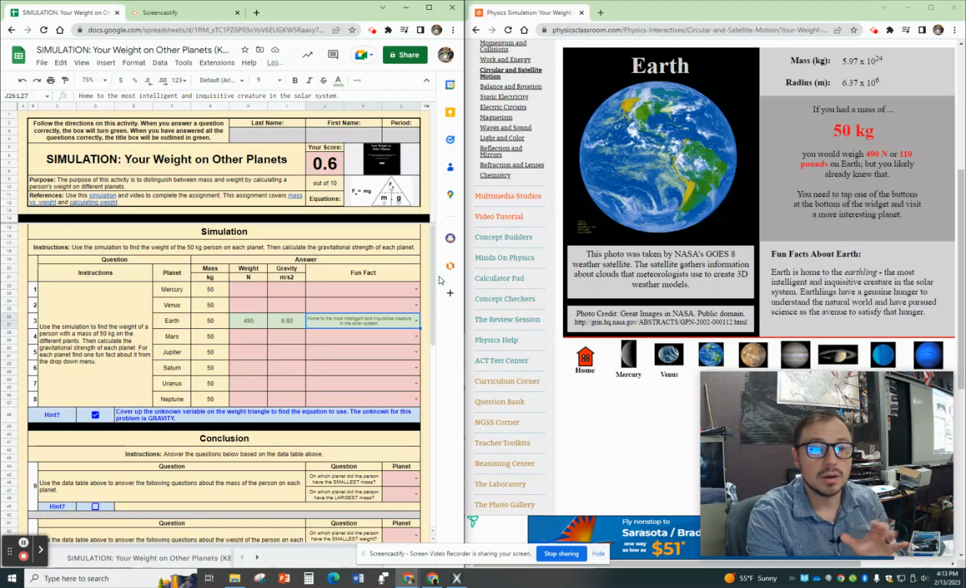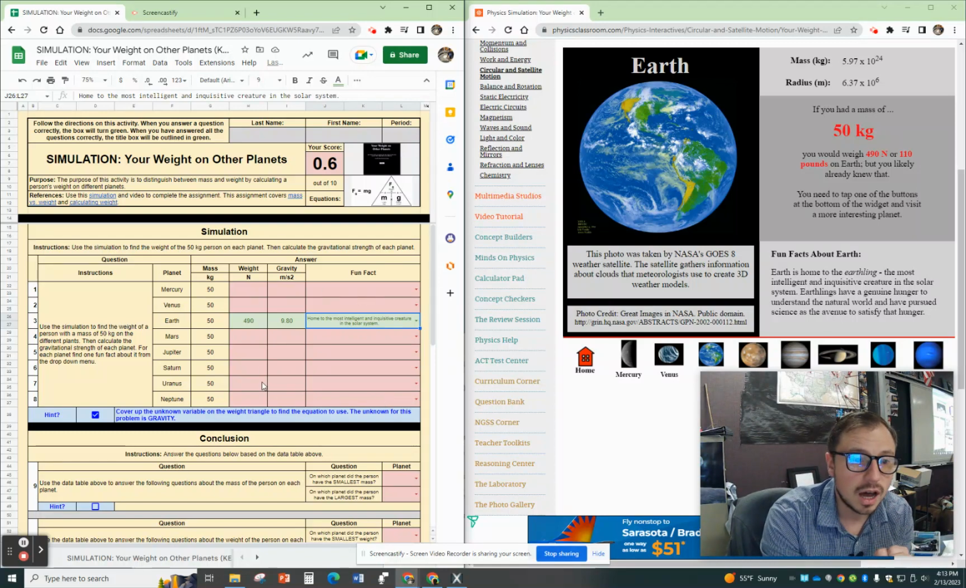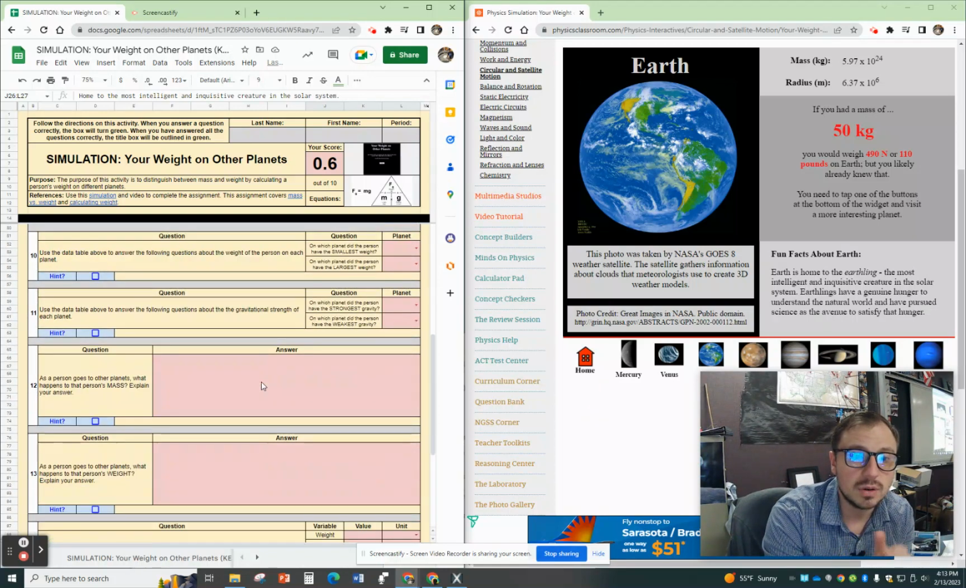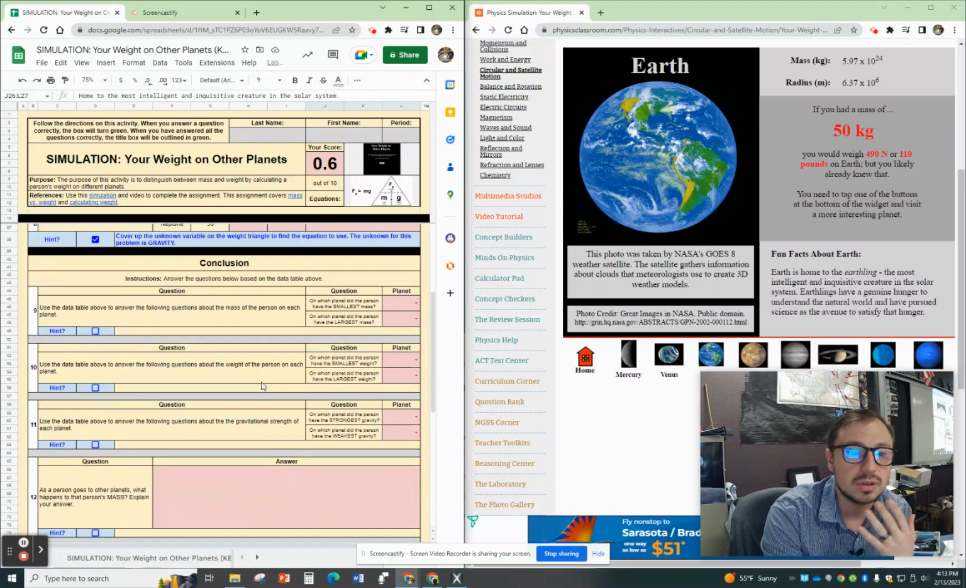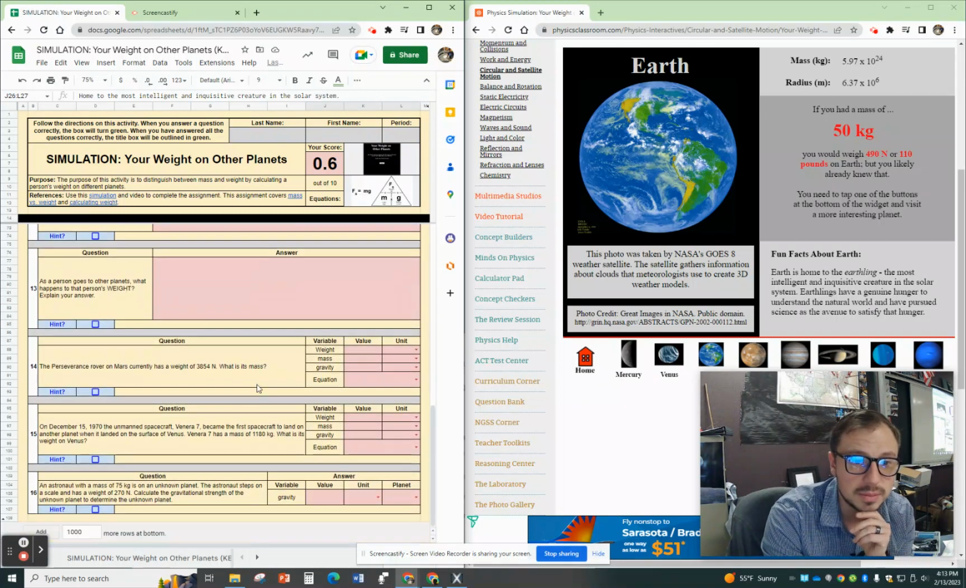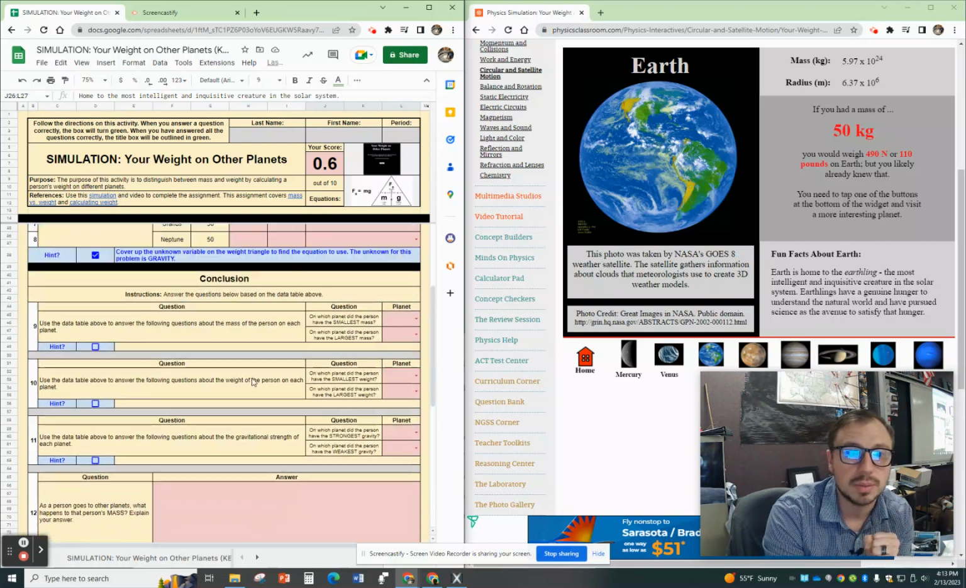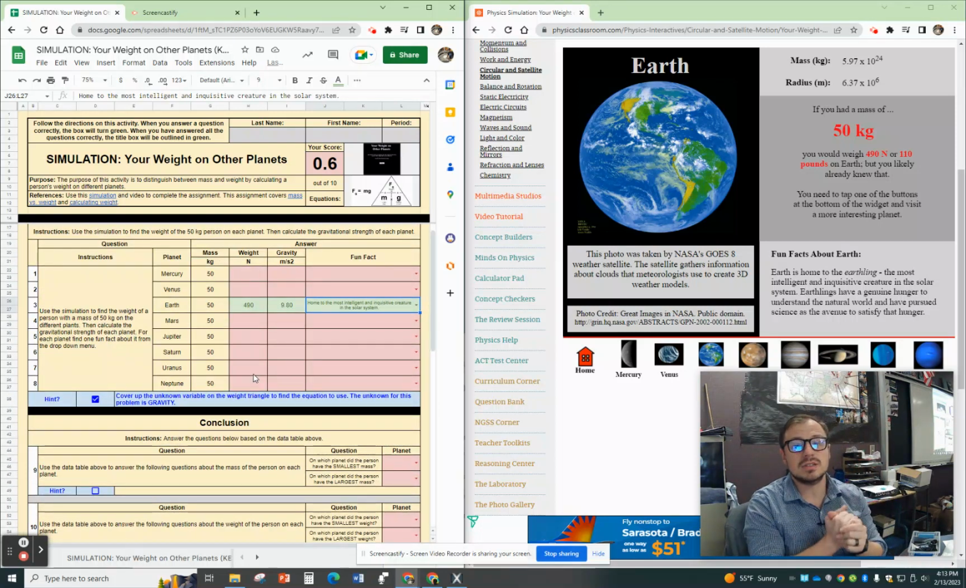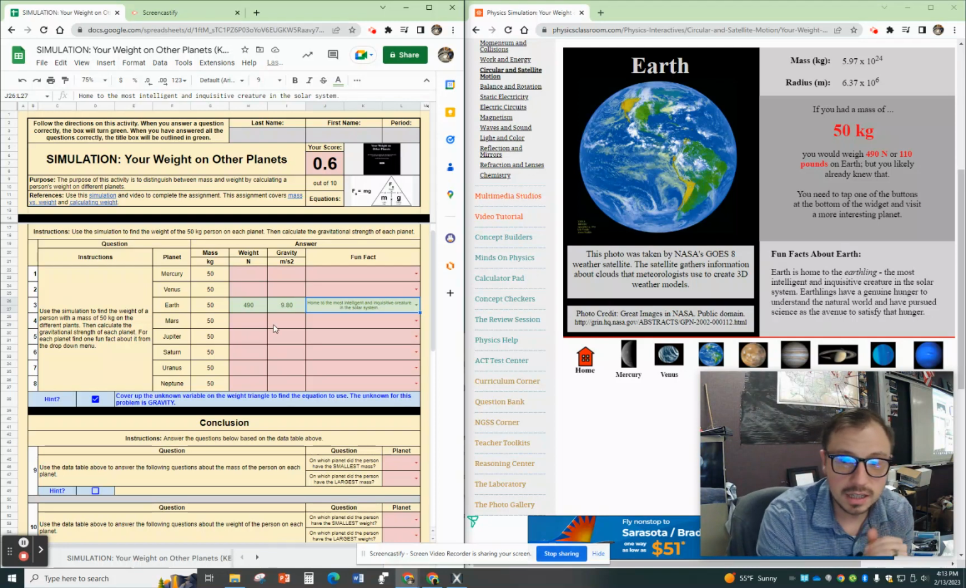Now, once you finish this table, you will have several questions that you'll answer. You answer questions about mass, answer questions about weight, gravity, and then there are a couple of practice problems down here in order to calculate, just looking at those different planets and distinguishing between mass versus weight. So once again, this is the simulation of your weight on other planets.